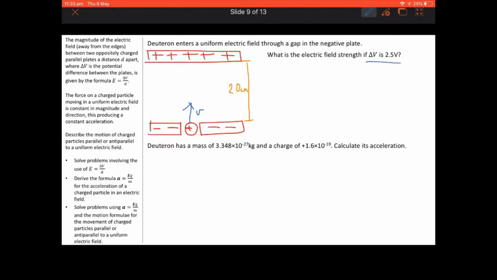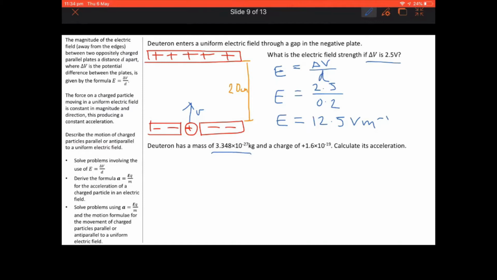The distance between the two plates is 20 centimetres, and we can just use our magnitude of electric field equation, which is E equals the potential difference divided by the distance between the two plates. So we'll have 2.5 divided by 0.2, and that will give us 12.5 volts per metre.